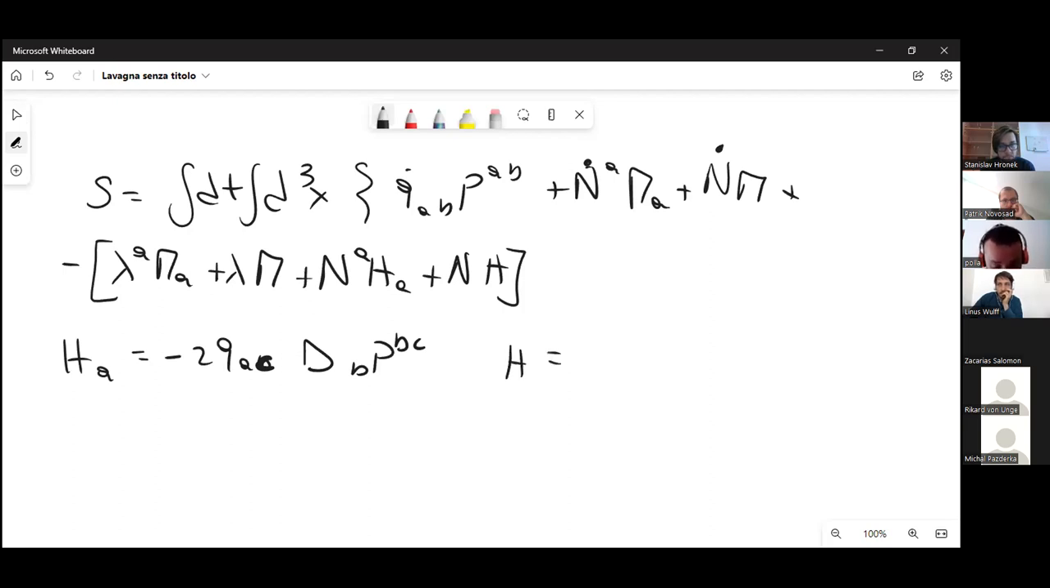And H given by this. I know that it's a long way, but I'm trying to avoid all this calculation, just substitute quantities in terms of the momentum and try to rearrange and perform, when it's possible, some integration by parts and cancel the boundary terms. Okay.